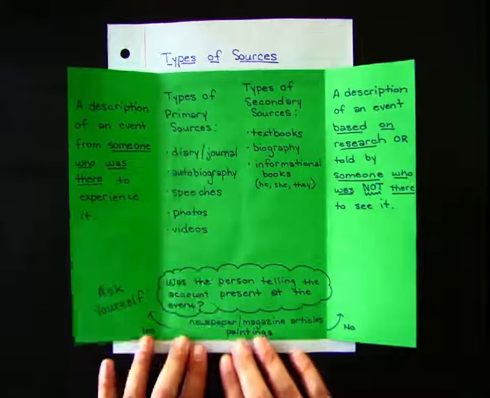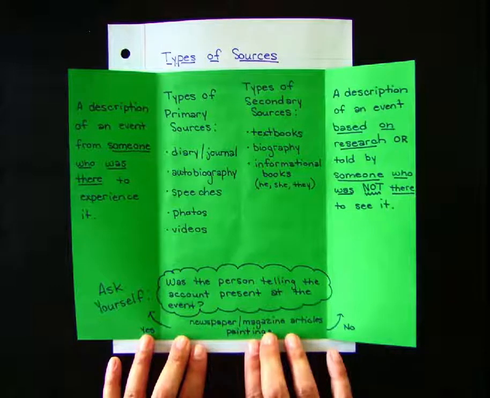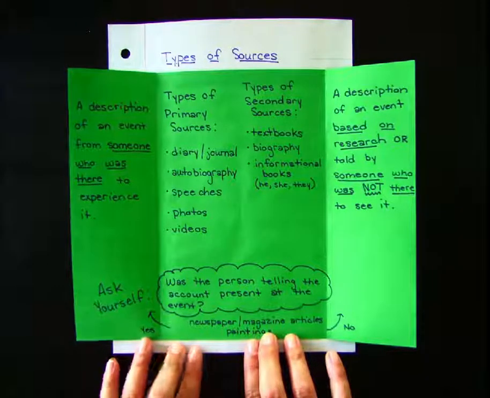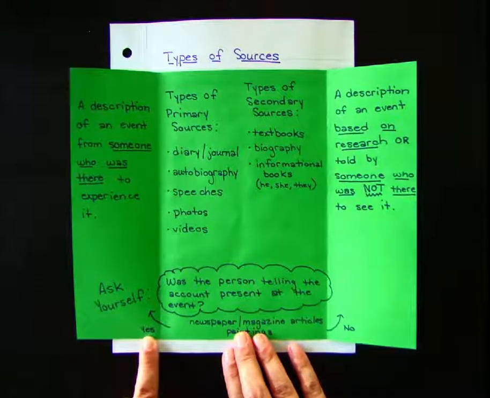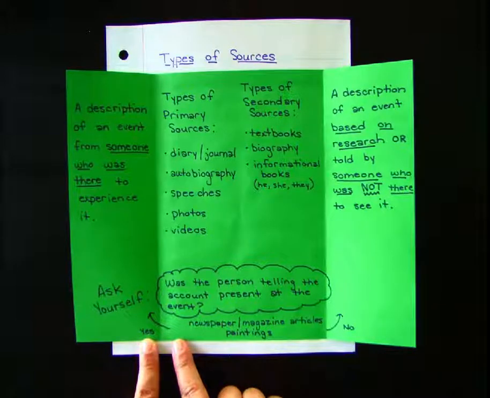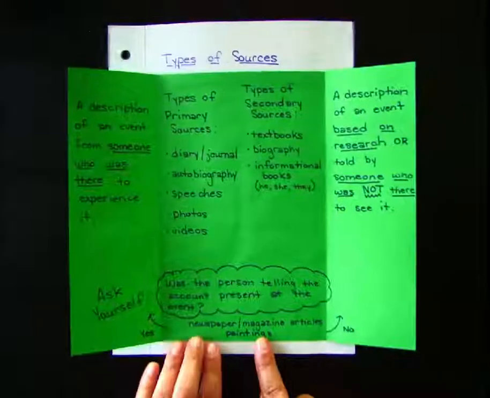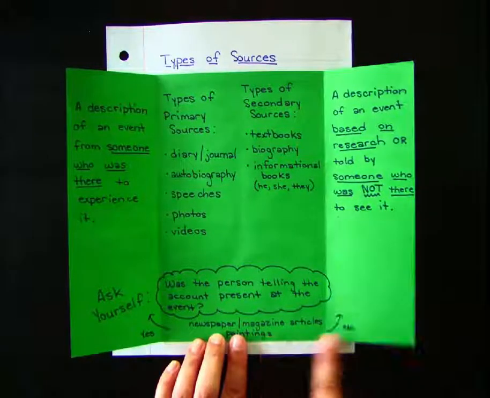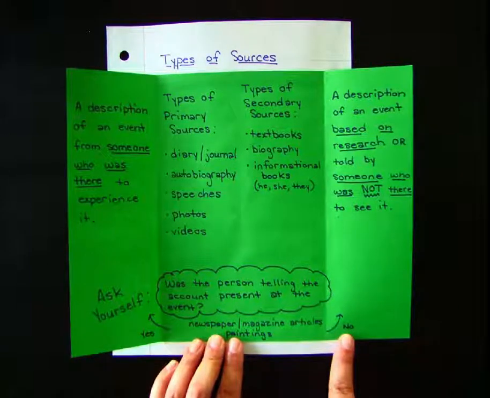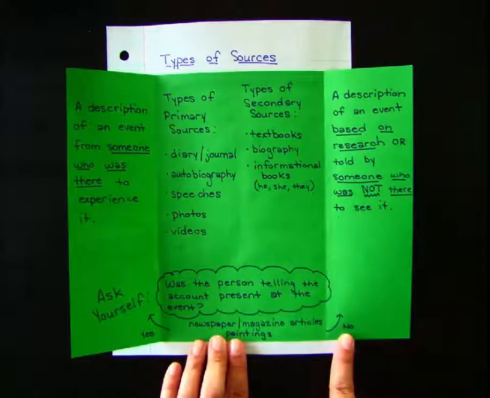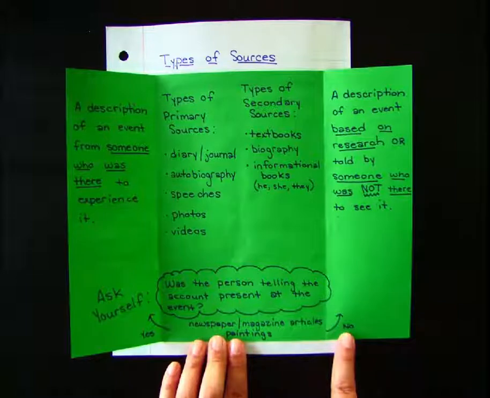Okay, an example is a newspaper or a magazine article. Sometimes the newspaper article or the magazine article is written by someone who was there. So in that case, it is a primary source. Sometimes that newspaper or magazine article is written by someone who was not at the event. They have interviewed people or they've done some research on their own in order to write that article. So that would make it a secondary source.